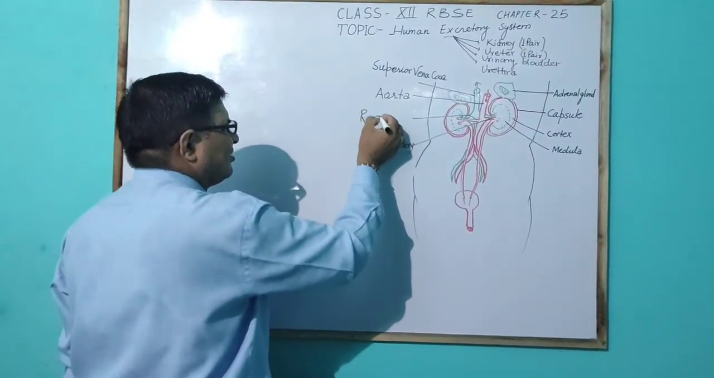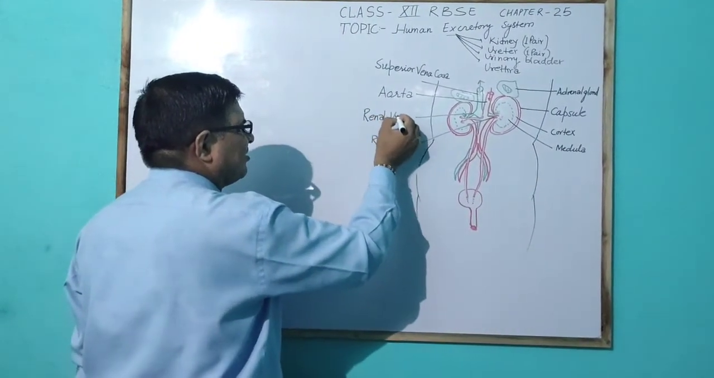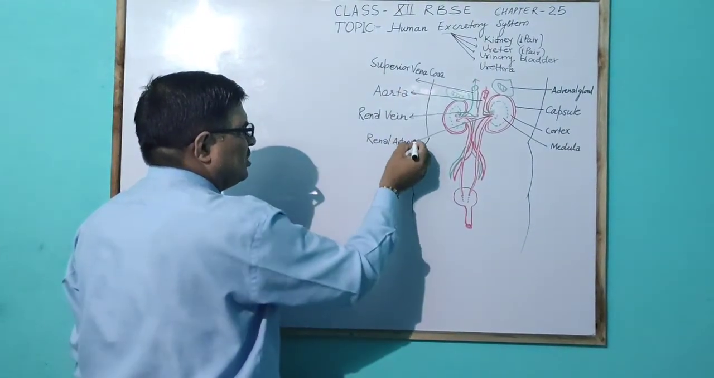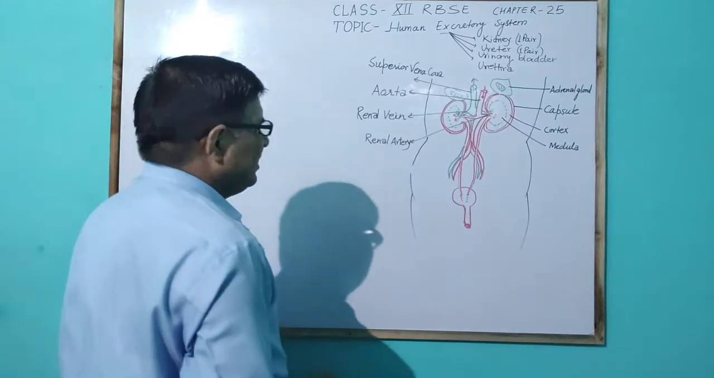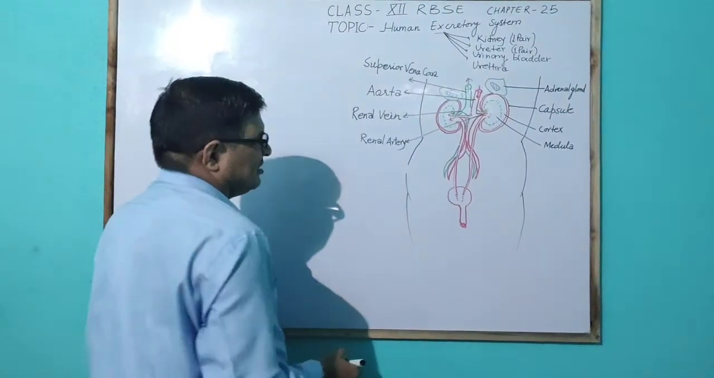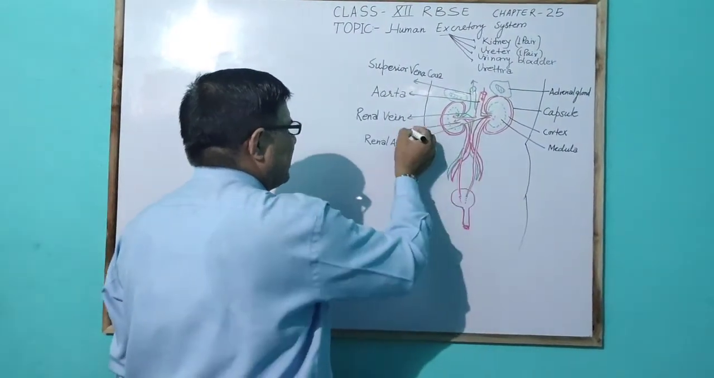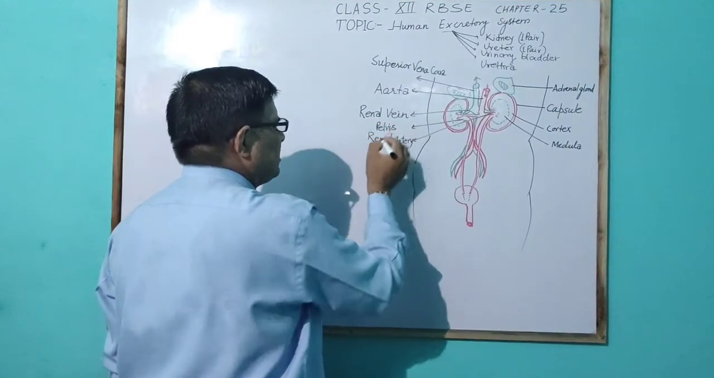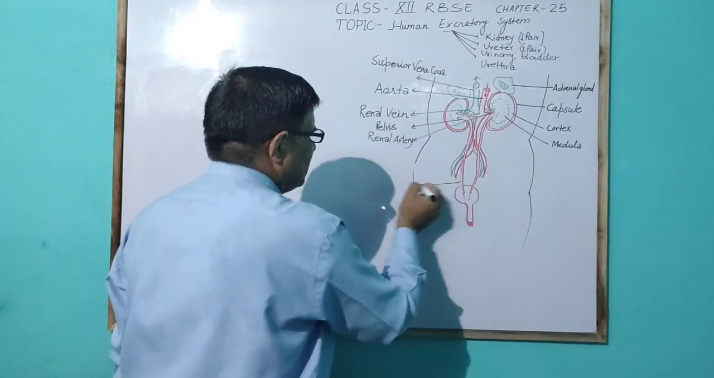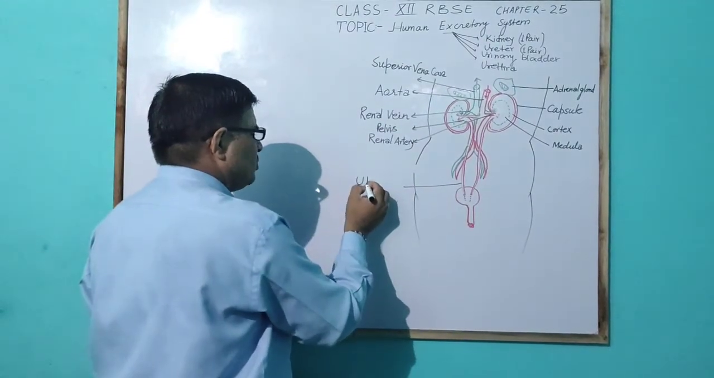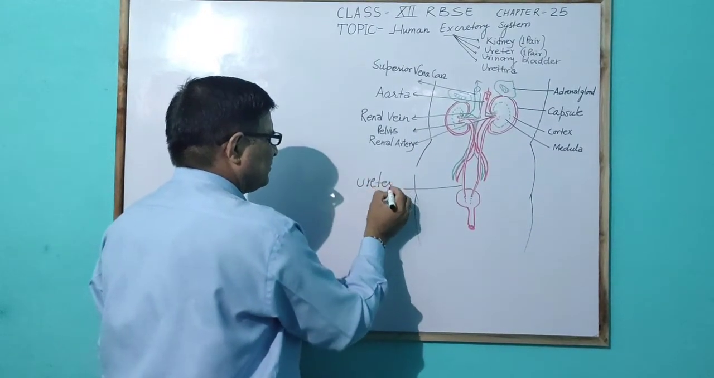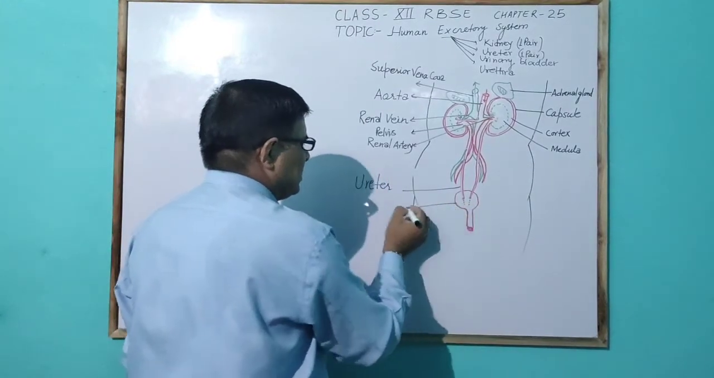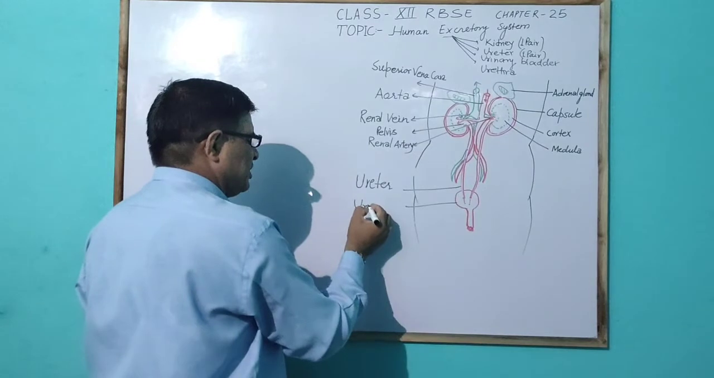From the kidney, a broad structure opens into the ureter. This broad structure is called the pelvis, which opens into the ureter. This is the ureter, which is one pair. The ureter is one pair, which opens in the urinary bladder.